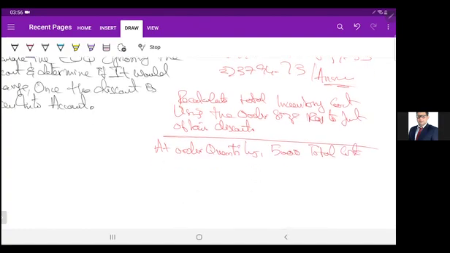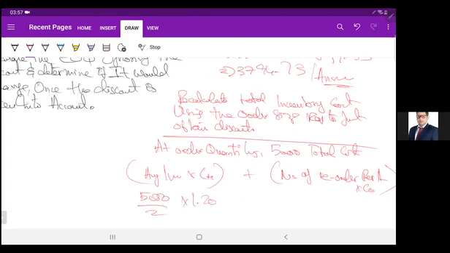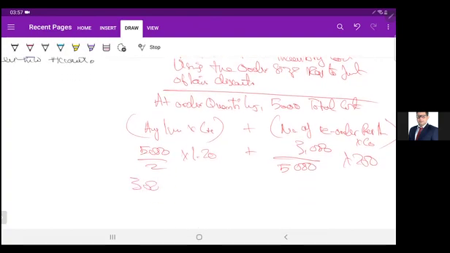again same thing, average inventory multiplied by CH plus number of reorders per annum, that is, multiplied by C naught. So 5,000 divided by 2 multiplied by 1.20 plus 30,000 divided by 5,000 multiplied by 200. Total will be 3,000 plus 1,200. I'll get 4,200 per annum.